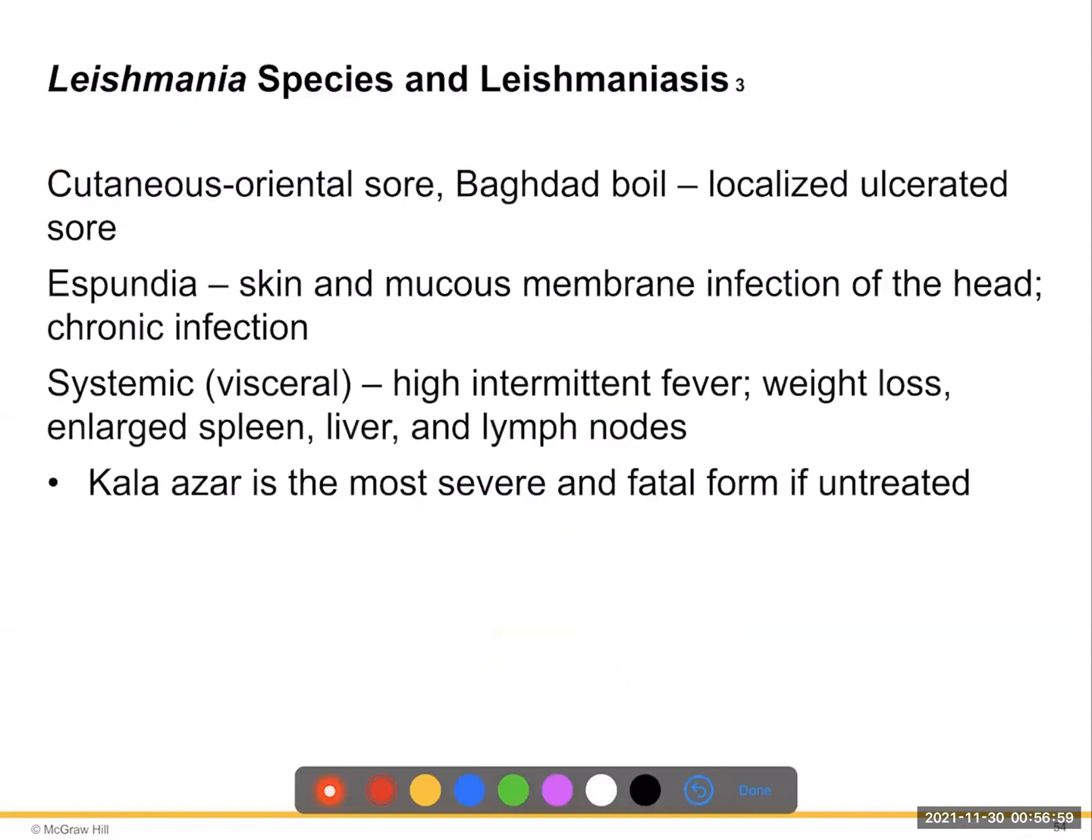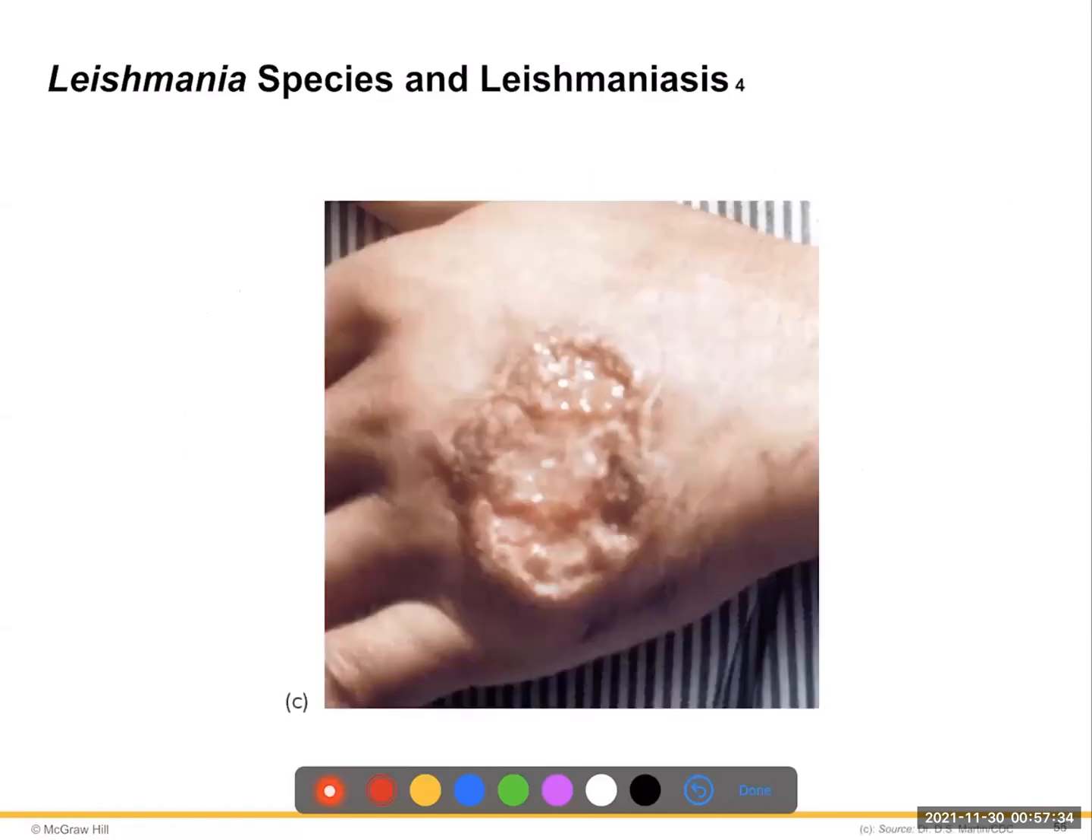Okay, there are cutaneous oriental sores. They're also called the Baghdad boil from their location. Those are localized ulcerated sores that develop. Espundia, or skin and mucous membrane infections of the head, become a chronic infection. Systemic visceral infections are high intermittent fever, weight loss, enlarged spleen, enlarged liver, and enlarged lymph nodes. Kala-azar is the most severe and fatal form if left untreated. And that's what they look like. You can see the ulcerated lesions on the hand here.